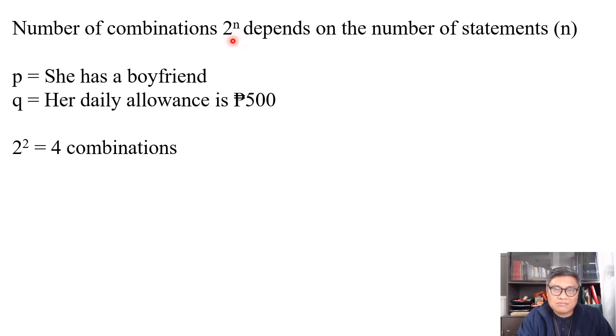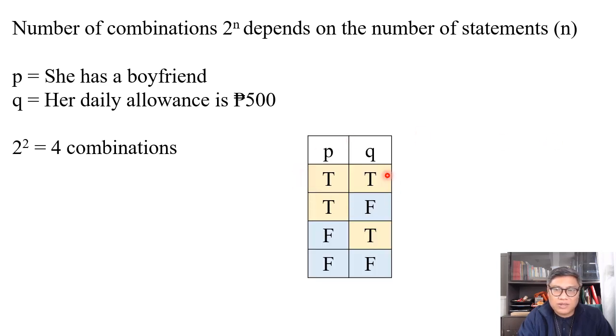So if there are 2 statements, like for example here, statement P is she has a boyfriend. Statement Q is her daily allowance is 500 pesos. So we only have 2 statements here. So if you put this into the formula, 2 raised to 2, where your exponent, class, is the number of statements, we have 4 combinations. So we have to create 4 combinations using the truth table, and this would be our combinations, class. So true, true, false, false, true, false, true, false. So this is where we can start to make a truth table based on the 4 combinations.